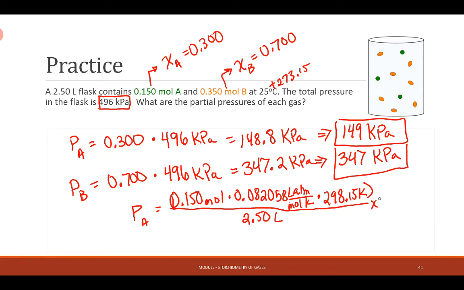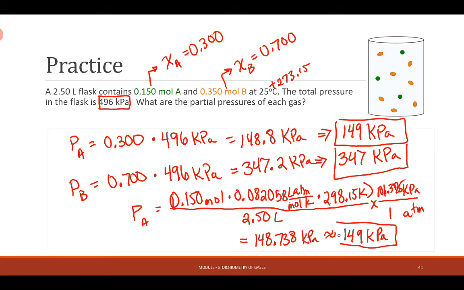Then this is going to give me my answer in atmospheres, and so I'm going to cancel out my atmospheres and go to kilopascals. And so I'm going to say one atmosphere is 101.325 kilopascals. And when I calculate that all out, I do end up with 148.738 kilopascals, which when rounded to 3 significant figures is still 149 kilopascals. So you can see that that's another way of solving for the partial pressure of gas A.